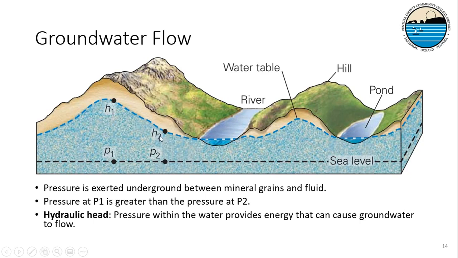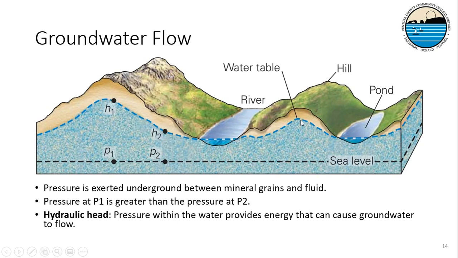And again, we would expect water to flow from higher pressure to lower pressure. It wants to relieve that pressure. And so it goes from a high pressure situation to a low pressure situation. And we would expect water to flow from H1 to H2.